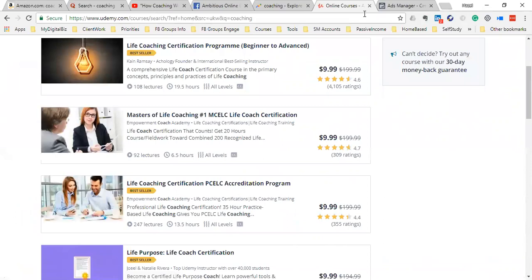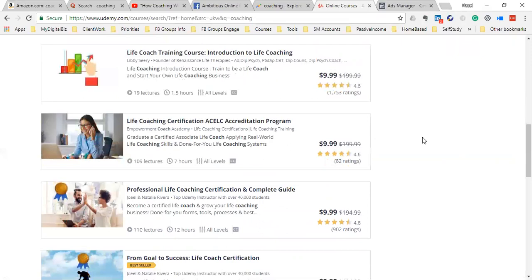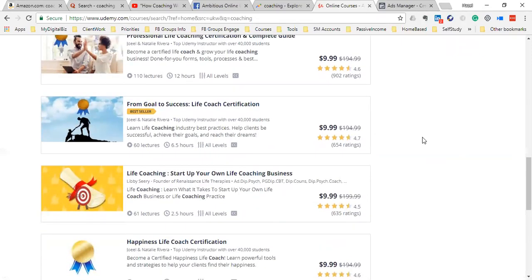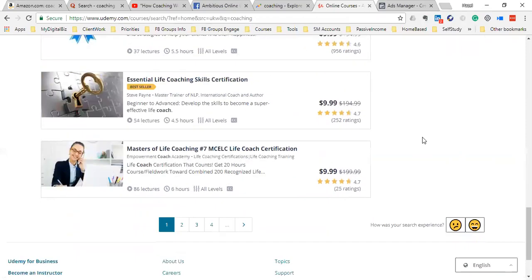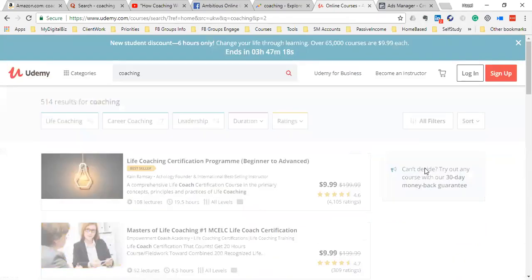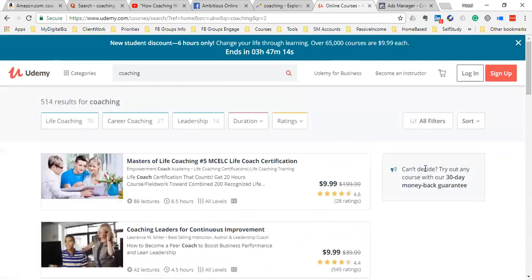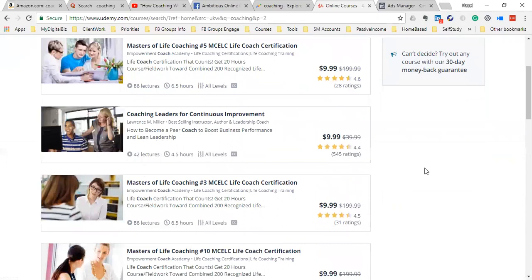So let us look at the courses. I've already searched for coaching, and what we're going to find here to check the profitability of our course idea is the number of students enrolled. Okay, so let's look at the results. So most of these are actually certifications. Let's find out if there's any other course. So most of them are about life coaching. Oh, there you go. You guys see where it says Coaching Leaders for Continuous Improvement. It's just $39. 545 ratings. Okay.